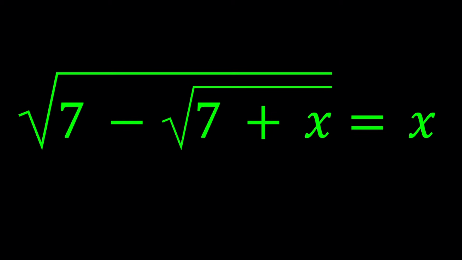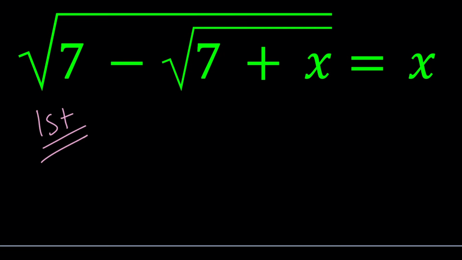Hello everyone. In this video we're going to be solving a radical equation. We have the square root of 7 minus the square root of 7 plus x, equals x. And we're going to be solving for x values. I'll be presenting two methods, and let's start with the first one.